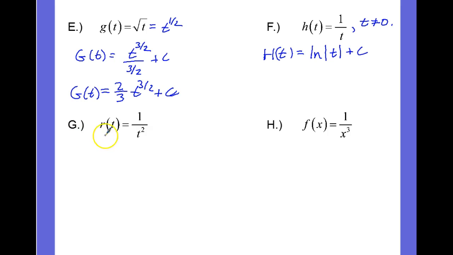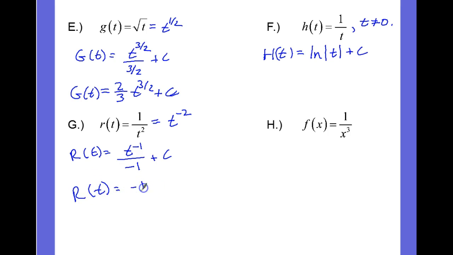Let's look at part G. They give us r of t is equal to 1 over t squared. And I think I'm back on track now with my polynomial. So I'm going to rewrite this as t to the negative 2. And so that means that capital R of t is going to be equal to, and if we add 1 to this, we get t to the negative 1. And we want to divide by negative 1 plus C. And so we get R of t is equal to negative 1 over t plus C.